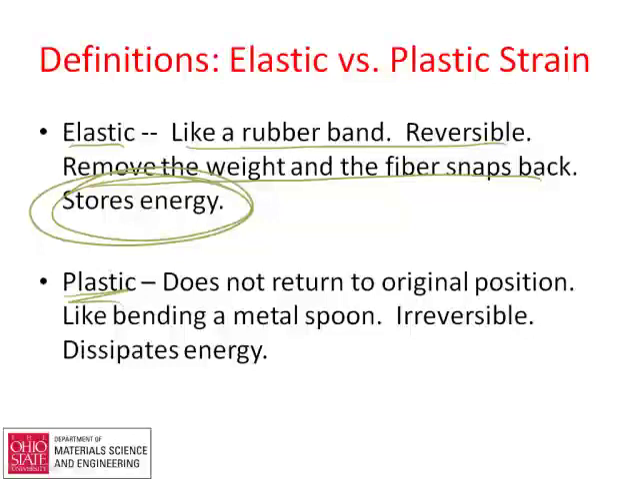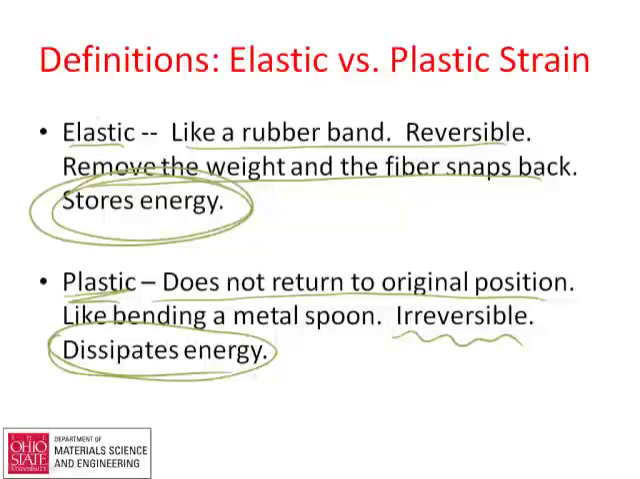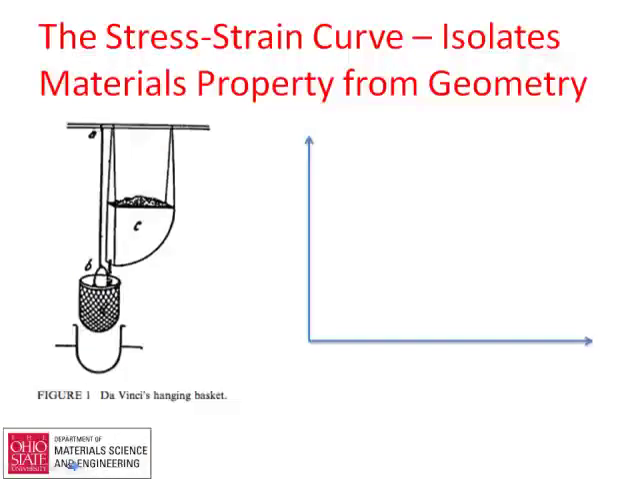Plastic is the other type. This is where it doesn't return to its original position. Remember, we started with a spoon. This is like bending a metal spoon. This is irreversible. It doesn't store energy. Instead, this dissipates energy. So elastic deformation is what you want for springs. Plastic deformation is what you want if you want to do something like metal forming and make a useful shape out of something.